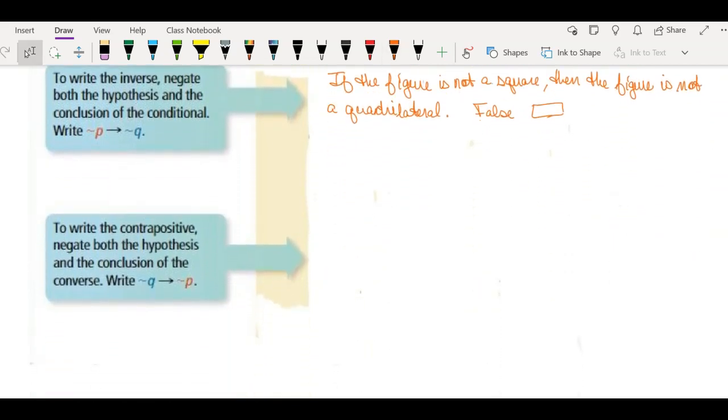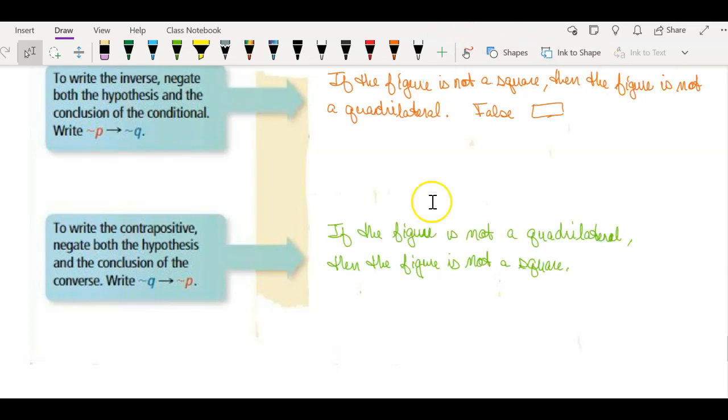Now I'd like for you to write the contrapositive. Remember, it's going to be if not Q, then not P. So go ahead and pause and see if you get the same thing I do. You should have gotten, if the figure is not a quadrilateral, then the figure is not a square. And what's the truth value of this one? This one is true, because if it's not a quadrilateral, it can't be a square, because all squares are quadrilaterals.